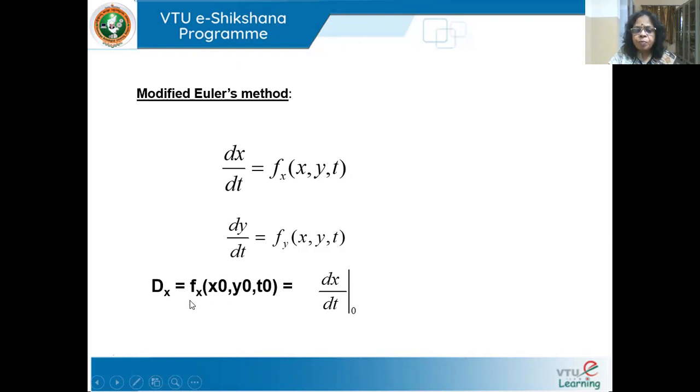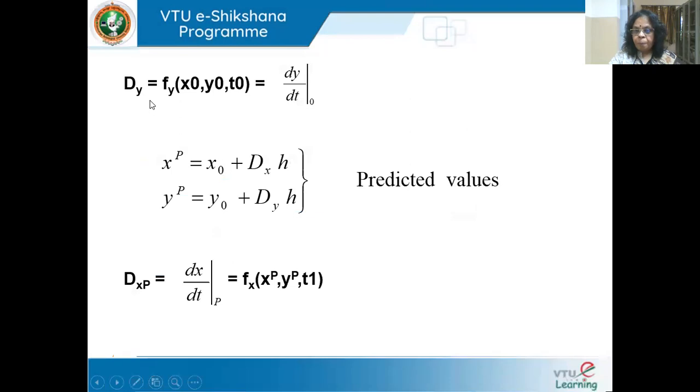So I calculate dx, that is the differential of x, dx by dt, at the initial values of x naught, y naught and t naught. Similarly, I calculate dy as a function of x naught, y naught and t naught. Clear? Now, in Euler's method, this itself is taken to find the next iteration, that means how x naught and y naught proceed with time.